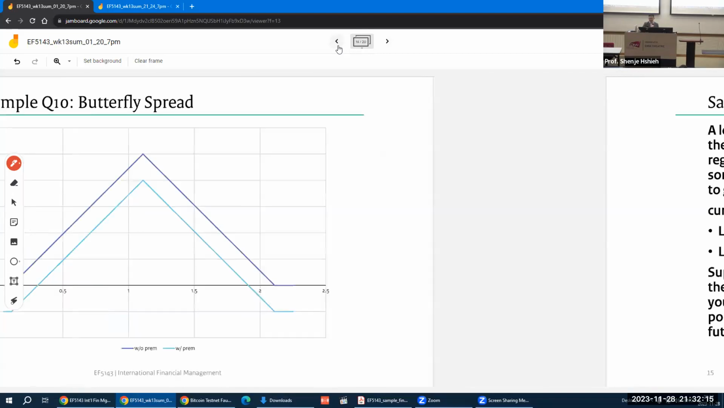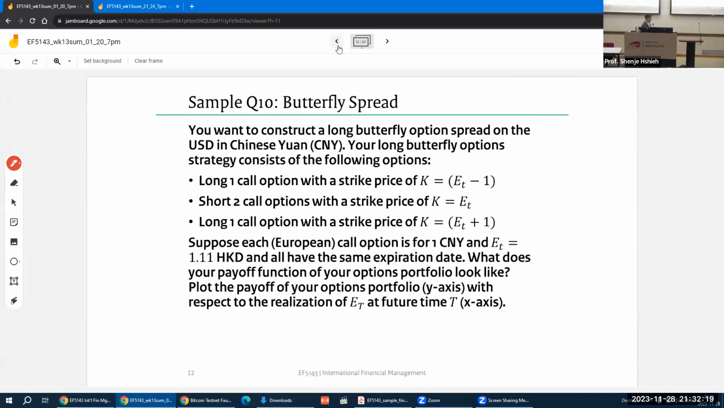I'm gonna go over them and tell you what the payoff function looks like, etc., and then give you some pictures to show you what the payoff structure looks like. All right, butterfly spread. Butterfly spread involves the following. You have to long one call option at a strike price of E_T minus 1, something lower than the spot price. Okay, the minus 1 is arbitrary. You have to short 2 call options with a strike price equal to the current price of the currency. And then you have to long a call option with a strike price of some value greater than the spot price. E_T is the spot price.